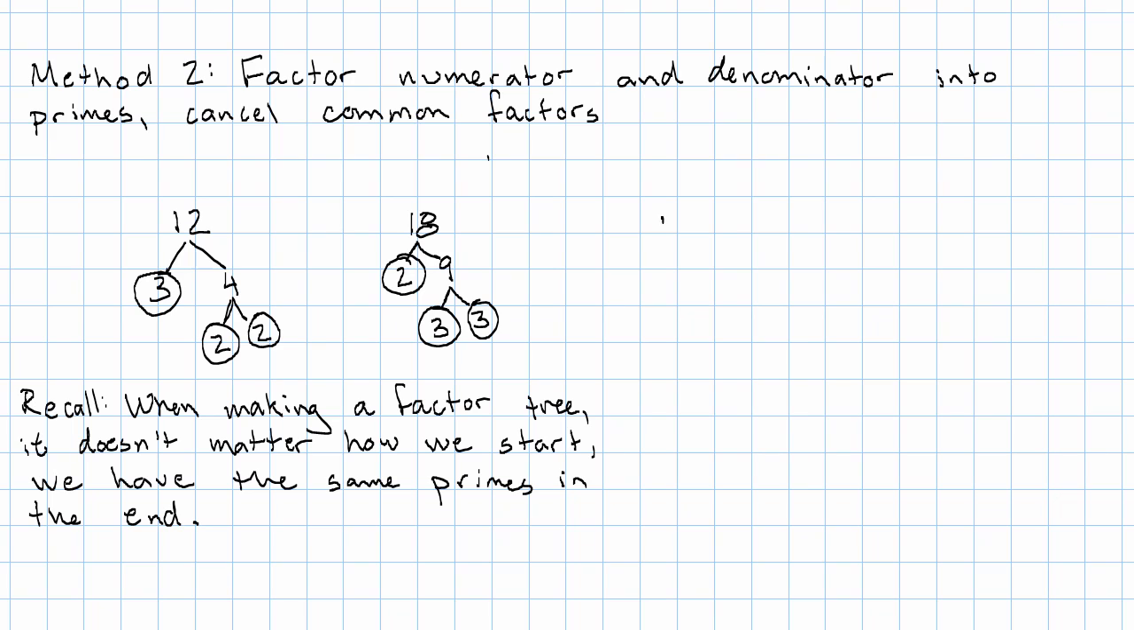So our 12/18 now, well, 12 is 2 copies of the number 2 times the number 3. 18 is the number 2 times 2 copies of the number 3. We cancel out a pair of 2's, cancel out a pair of 3's. We get 2/3.